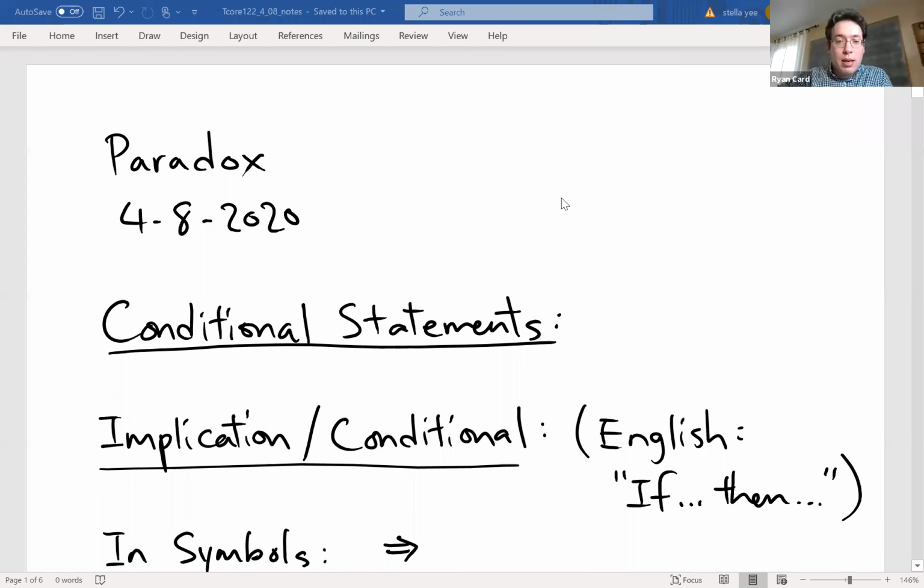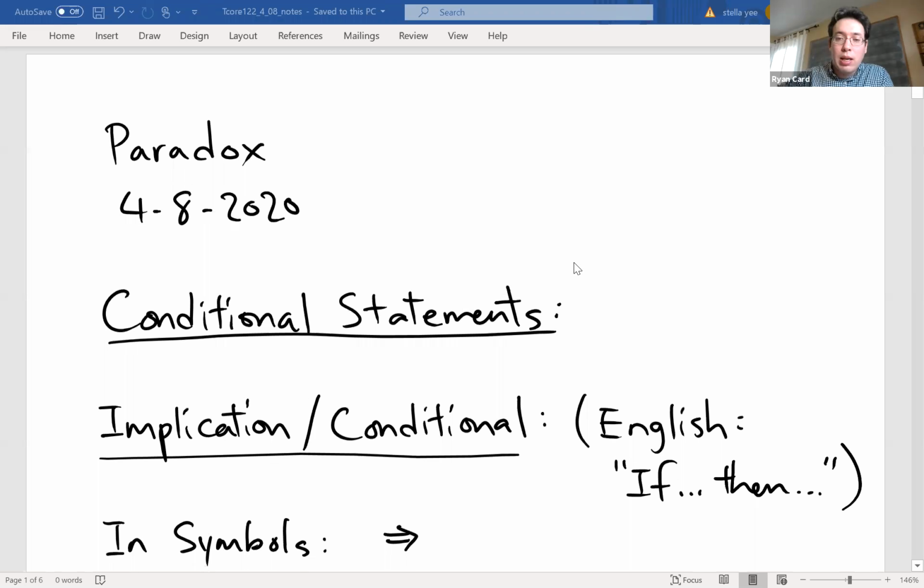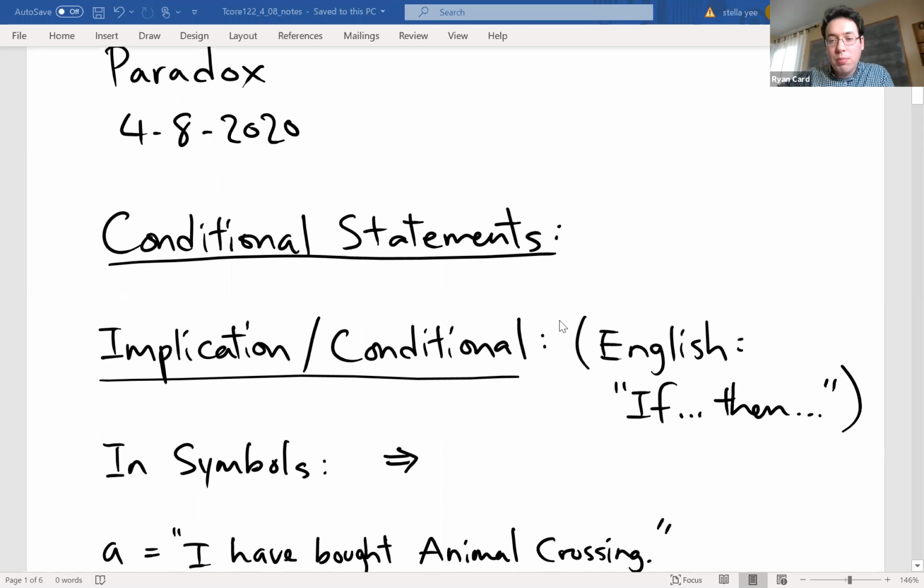So what I'm about to introduce here is probably the most difficult connective that we're going to cover. It's called implication or conditional. If you made a sentence that looks like if something then something else, then that's a conditional. In symbols, we use this arrow symbol to indicate one logical statement implies another logical statement.